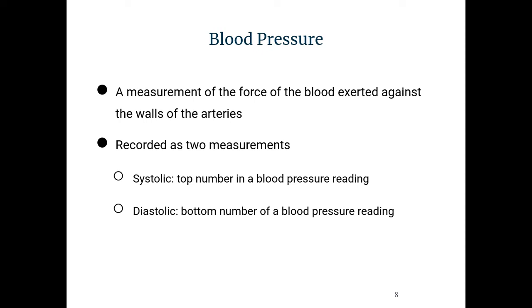The top number is your systolic reading. That's the amount of pressure when your heart is contracting. And then you have your diastolic reading, which is the bottom number, and that is when your heart is actually relaxing. So it's the pressure going in the artery during that phase.